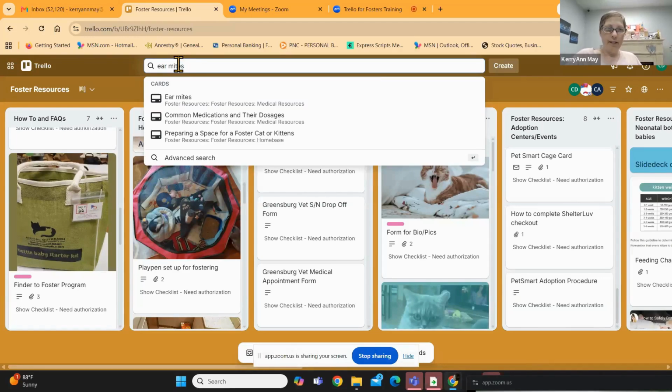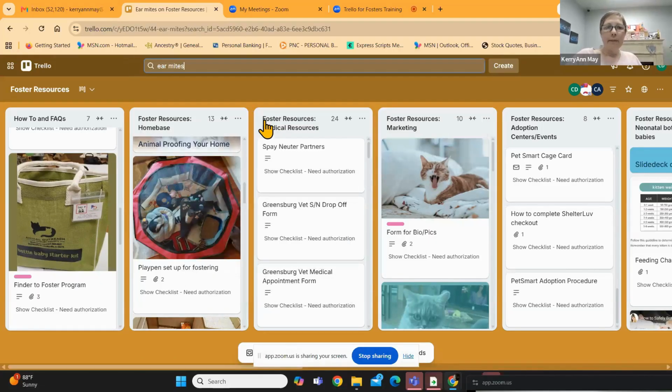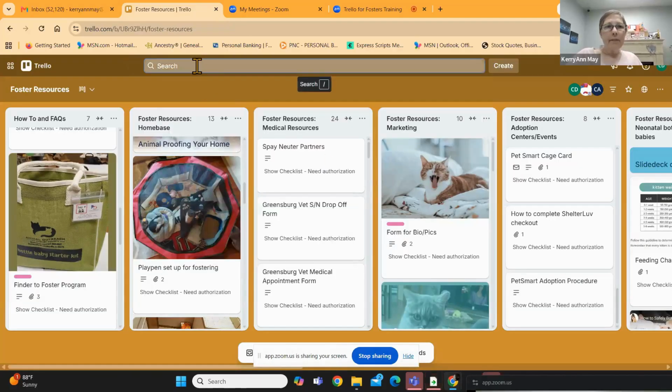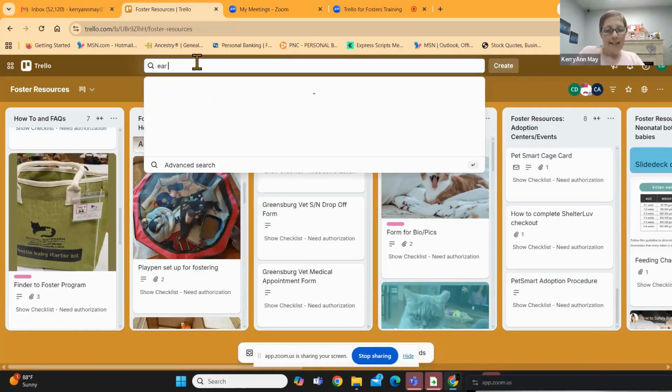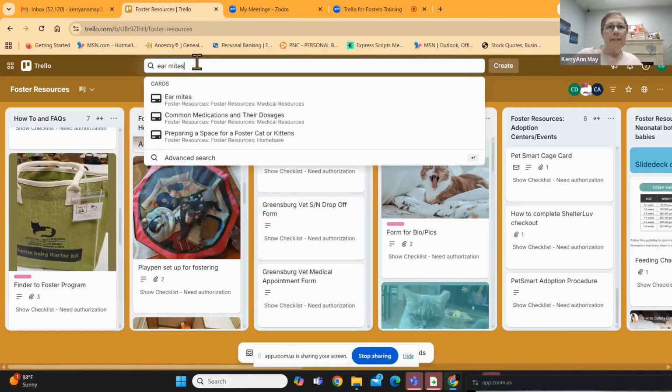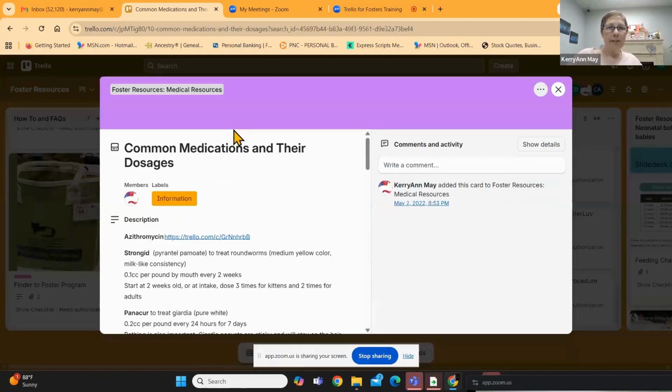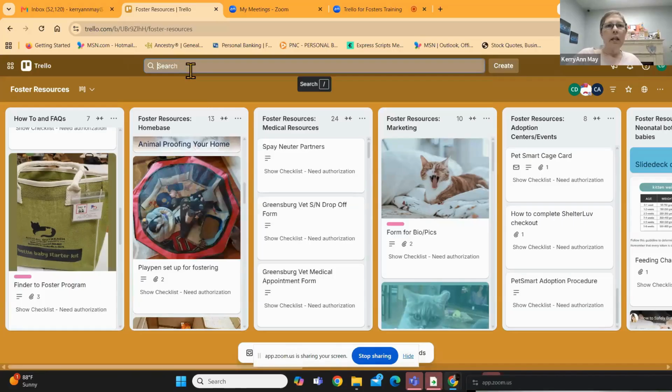Go up here to the search, of course. And then it's going to give you options. All right, so we're going to click on the first one. And look at that, it tells you that you need ivermectin and it gives you the dosing. Okay, let's do ear mites again. And it gives us common medications because it shows up there as well. So there's a couple of different ways to access that.